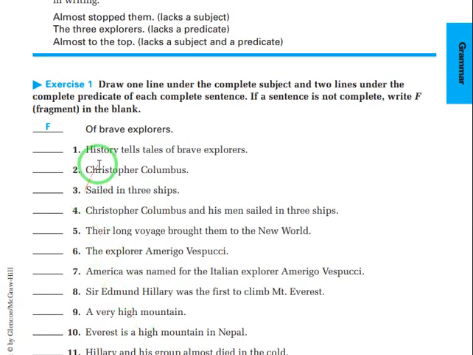For example, here I say, history tells tales of brave explorers. I have a subject, history, and I have a predicate, tells tales of brave explorers, and I understand. It gives me a complete idea. Everything is clear to me. So this is a sentence. But if I say Christopher Columbus, okay, did what? What happened to Christopher Columbus? There's no predicate. I don't know anything about it. So this is a sentence fragment.